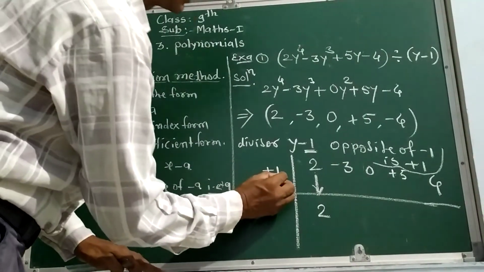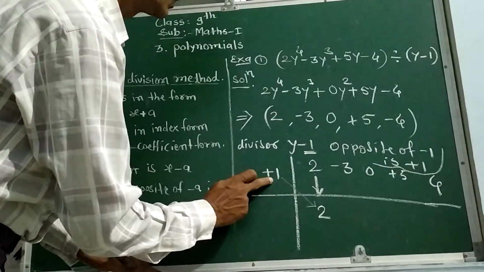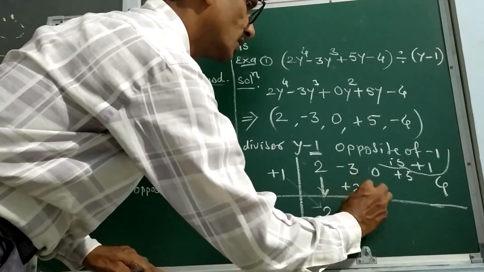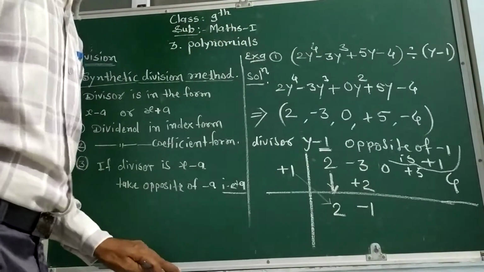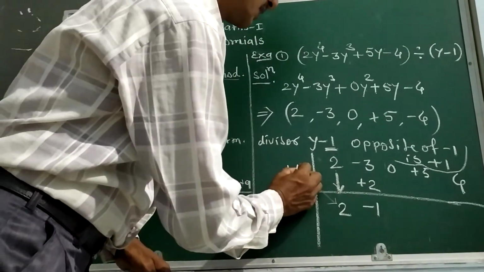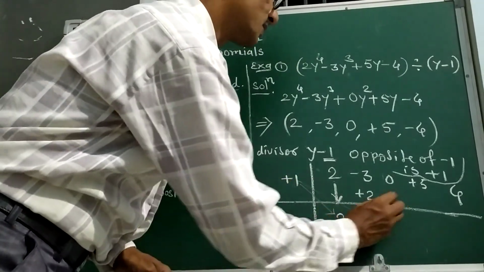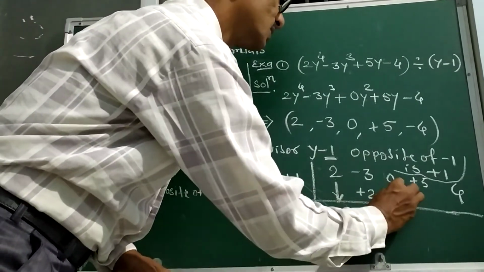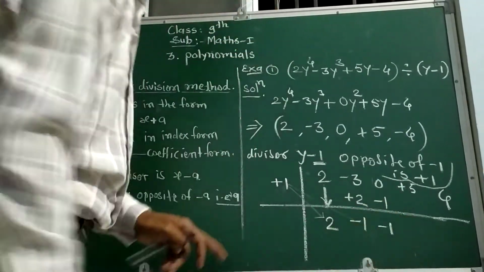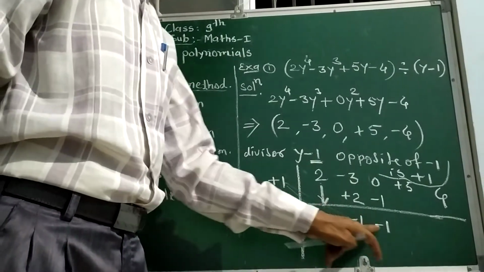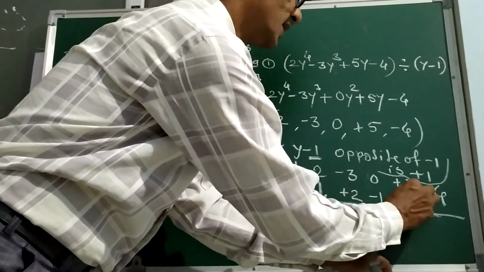Now take the multiplication of this and write it in this case. So plus 1 into 2, that is plus 2. Now addition of this, minus 3 plus 2, that is minus 1. Now again I write plus 1 into this minus 1, means plus minus minus, and 1 into 1 means 1. Again I take the addition of 0 minus 1, that is minus 1. Now again I multiply this plus 1 and this minus 1. So I write again plus minus minus, and 1 into 1 is 1.